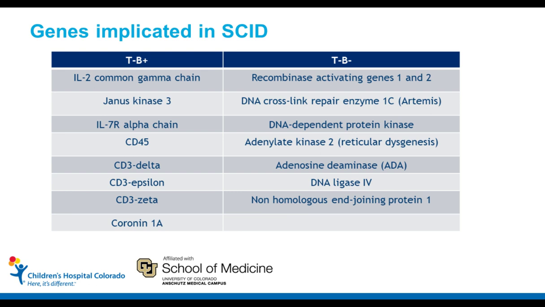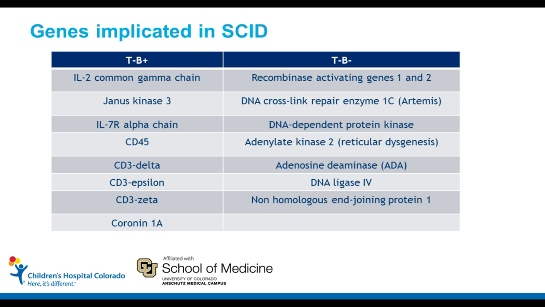So this is just a list of genes implicated in SCID. It is by no means an exhaustive list. These are the most common genes that are identified in SCID. As you can see here in this table, we classify them broadly into T minus, B plus SCID, which indicates T cells are absent, B cells are present, or SCID in which both T and B cells are absent, shown on the right-hand side.